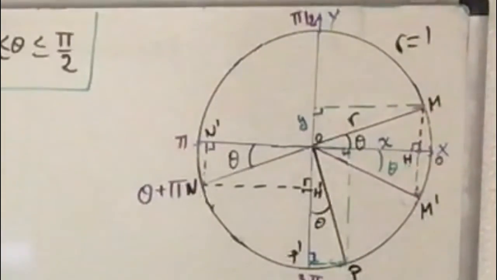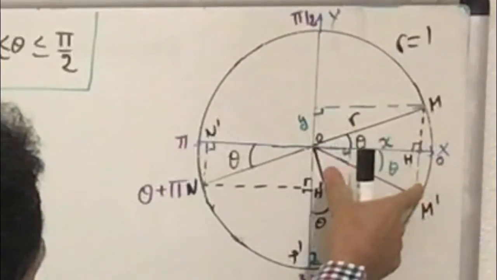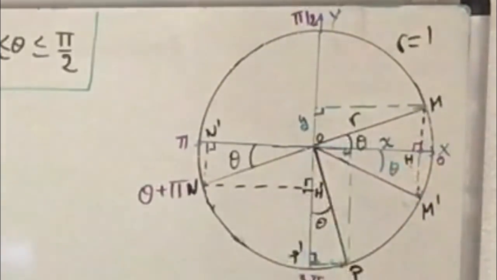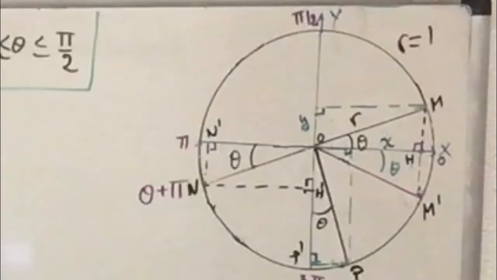So cosine of 2 pi minus theta equals x, and it is also located in the positive area, so equal to x. x is already evaluated. It was cosine theta.